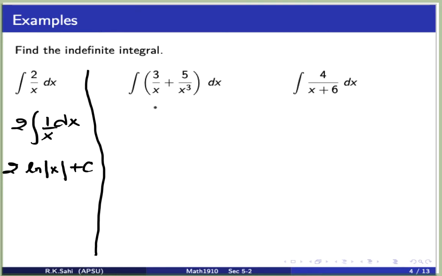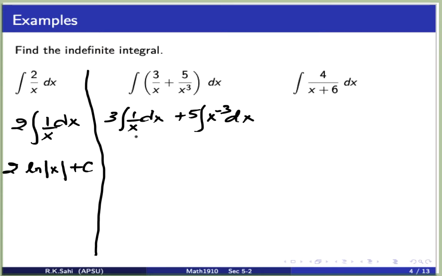Okay, let's look at another example. You're going to have an integral of 3 over x plus 5 over x cubed. Now the first one, it's an integral of a sum of functions, so we can have this as 3 outside, 1 over x dx, plus 5 outside, and we can take this x cubed into the numerator, so it's going to be x to the power minus 3 dx.